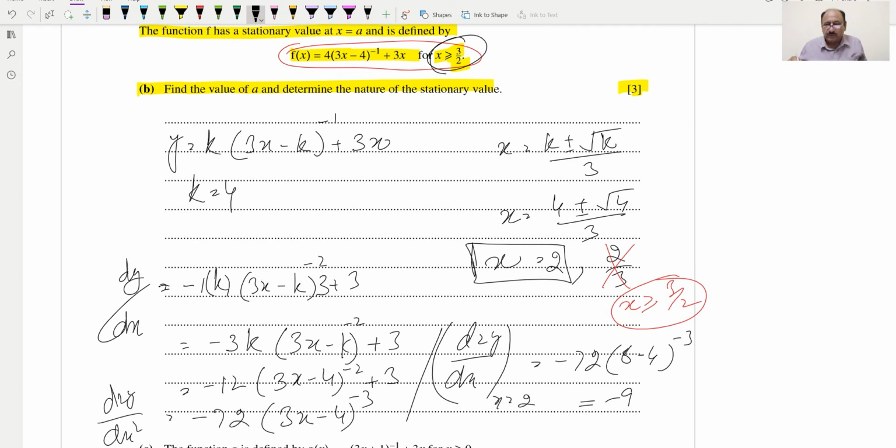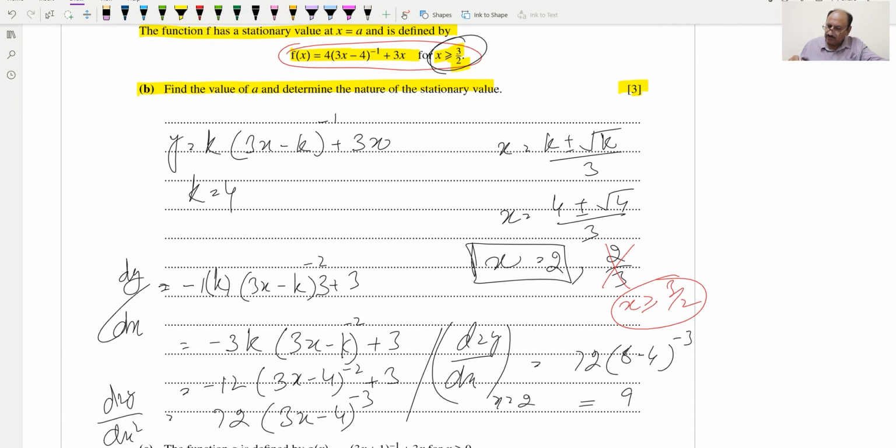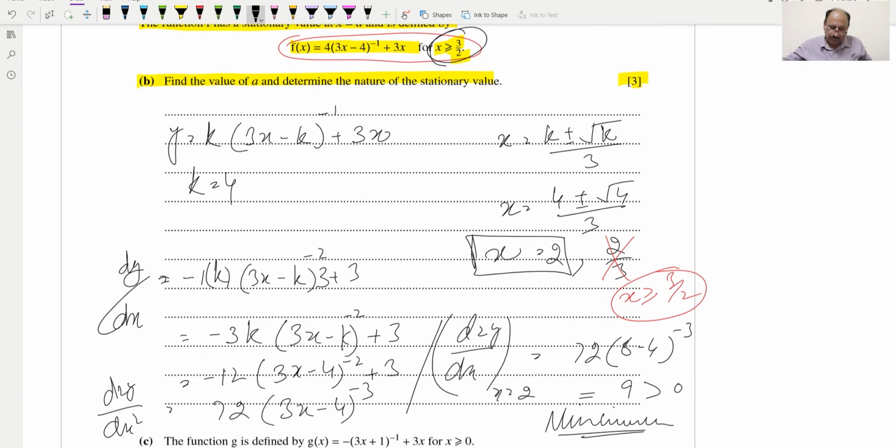This is giving us minus 9. So it is greater than 0, it should be 9 basically. So this should be plus 72, and in that case if we are taking this as plus 72, we will be getting 9. Yes, so it's not minus 9, it's 9, which is greater than 0, so it is minimum. This is what we have written over here.